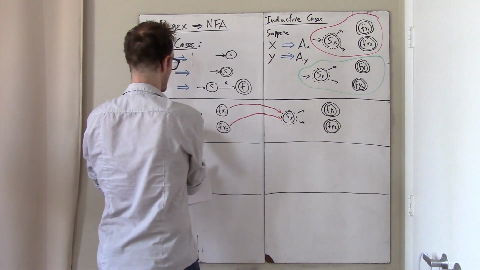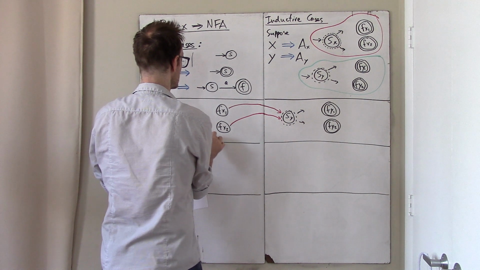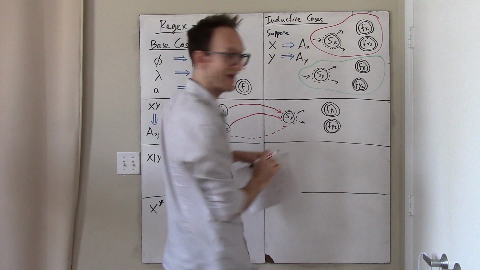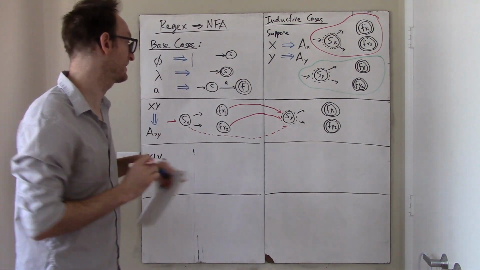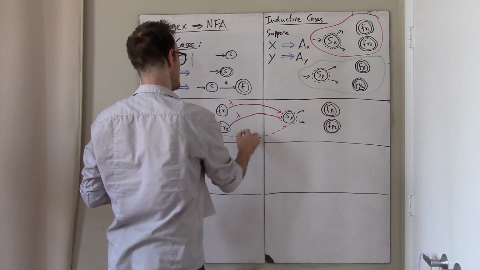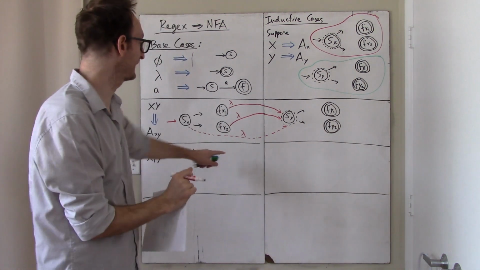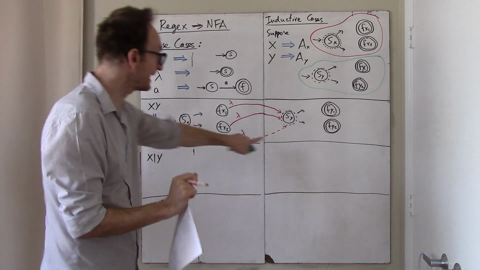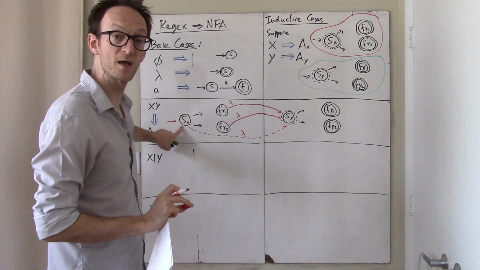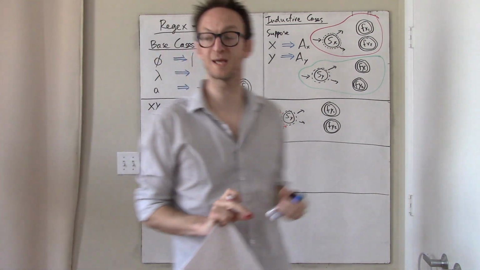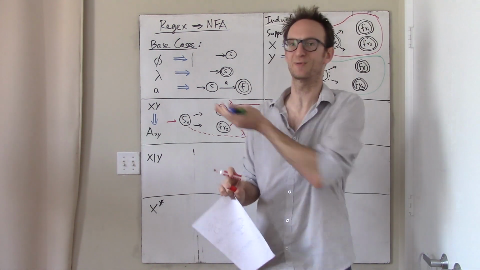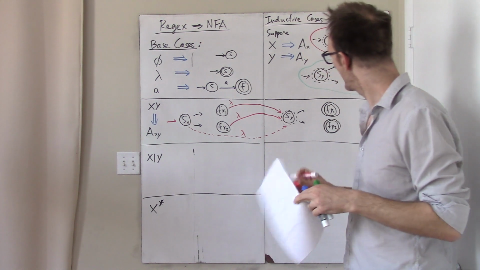And here I have to put a dotted arrow to indicate the fact that I may be adding, so okay, let me just finish. That's a lambda, and this lambda labeling this dotted line is indicating the fact that we add that if and only if the start state of machine X was an accept state. Okay, so basically, you just get a free pass from the end of machine X to the beginning of machine Y. It's really that simple.